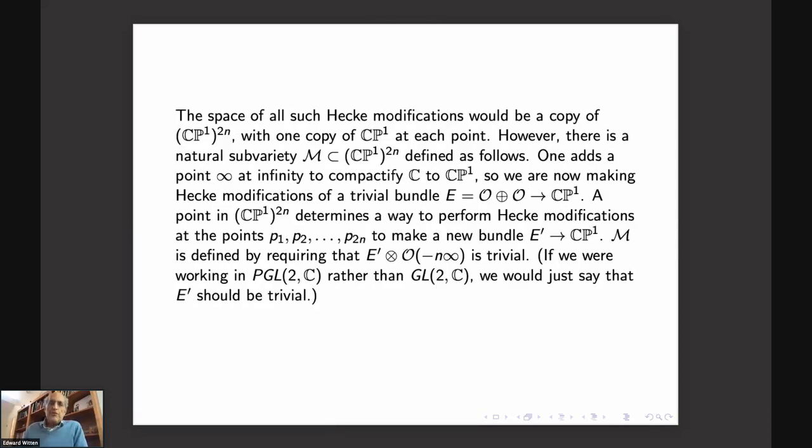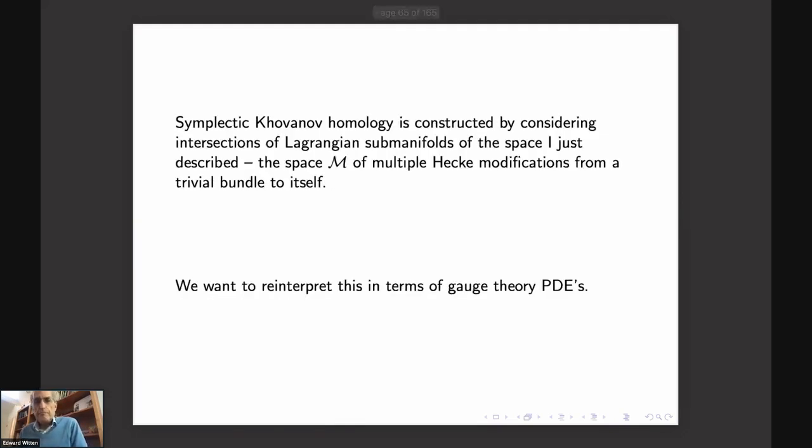Now, this M that I've described is the M which is used in symplectic Khovanov homology, at least for this case of the 2-dimensional representation of the dual group being SL2. So symplectic Khovanov homology, at least in that example, is constructed by considering intersections of Lagrangian submanifolds of the space I just described, the space M of multiple Hecke modifications from a trivial bundle to itself. So that was an algebraic geometer's description of that space.